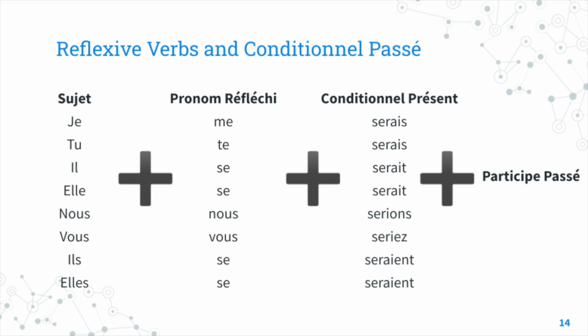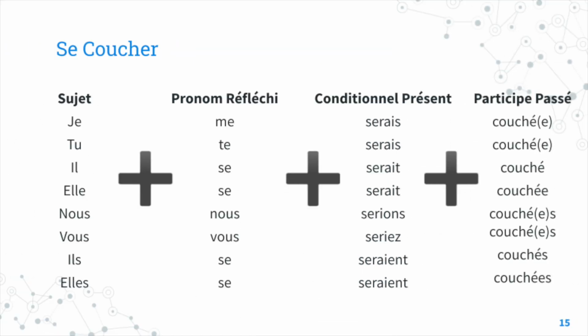Then our pronom réfléchi: me, te, se, nous, vous, se. Then the conjugation of être in conditionnel présent: serais, serais, serait, serait, serions, seriez, seraient, seraient. Then the participe passé of the verb. Here's an example with se coucher.